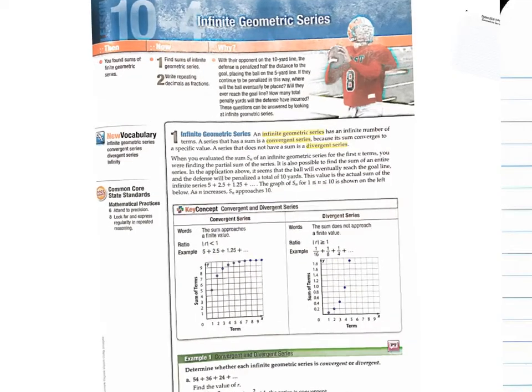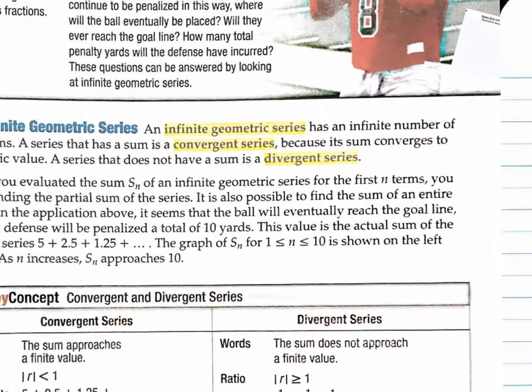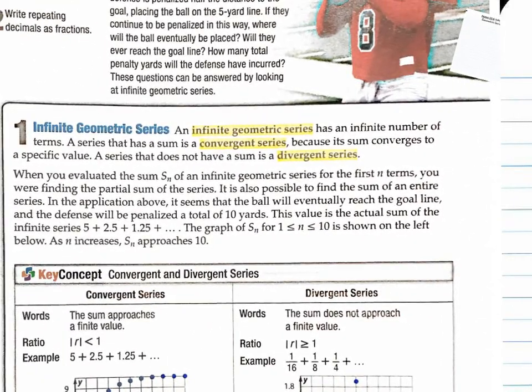And in our book, it has a definition. An infinite geometric series has an infinite number of terms. We already know that. A series that has a sum, what does that mean? If you add up a list of numbers and it has a sum, and we're talking about infinite series here, that's what we call a convergent series. Convergent series. So this is a vocab word we need to memorize.